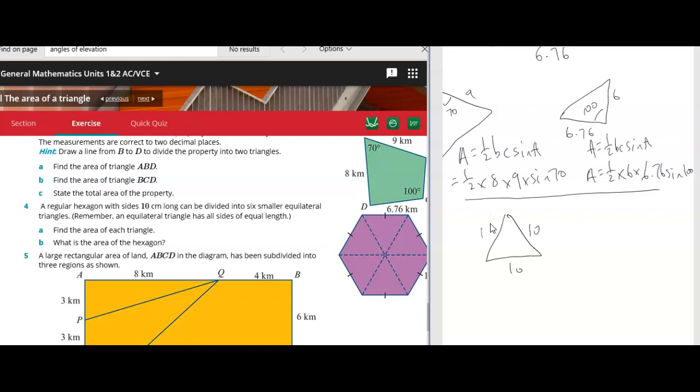So it's 10, 10, 10. You can use Heron's formula, which is a bit of a pain, but if it's an equilateral triangle, all your angles are 60. So your area can just be half BC sine A, use that formula. Half times 10 times 10 sine 60. So it's the area of one triangle, and I bet the next one is the total area. So for part B, your total area, we've got 6 triangles, so you're multiplying that by 6.